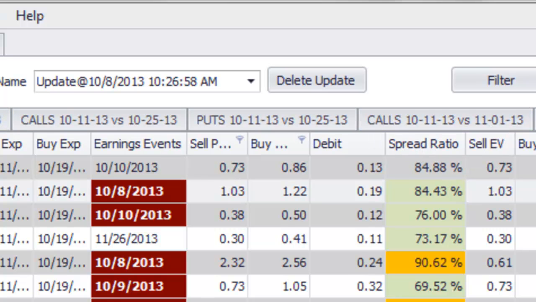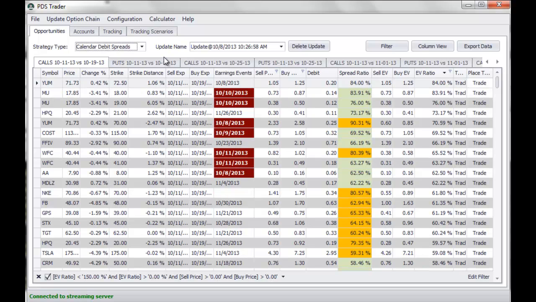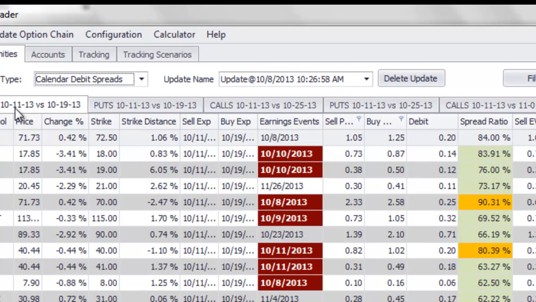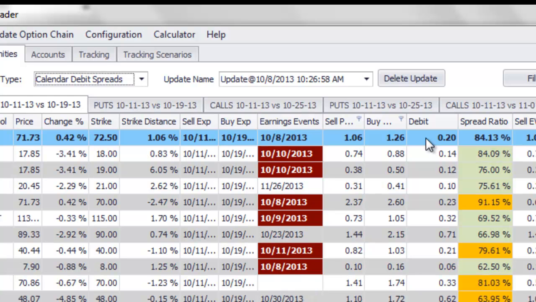Generally, I like to focus on the ones that expire sooner. Within 4 or 5 days is a really good rule of thumb with regard to debit calendar spreads. A debit calendar spread is simply when you sell the nearby option and you buy the longer term option. So we're buying the 10/19 option and selling the 10/11 option, and we're creating a debit. Whatever that debit is, that is the maximum we can lose on this spread.